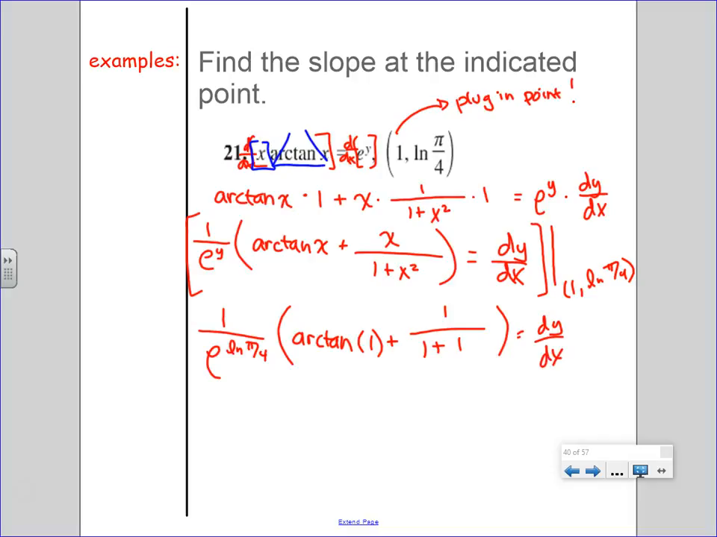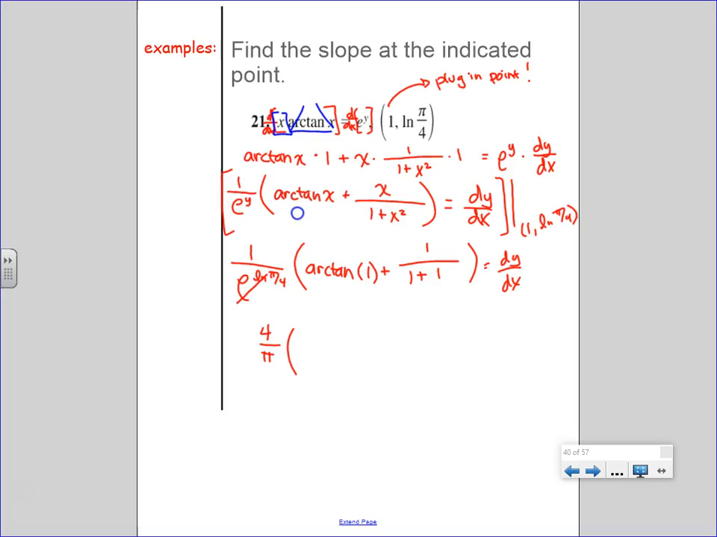We have to simplify? Wait, e to the ln, aren't they inverses of each other? ln of e, they cancel. e to the ln, they cancel. What's left? Pi over 4. Wait, 1 over pi over 4. Can I just make that the reciprocal, 4 over pi? Yes.